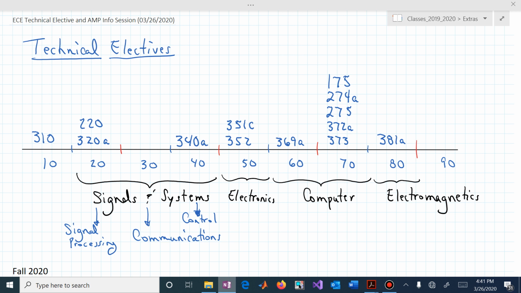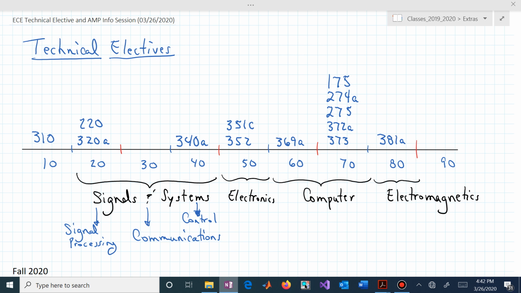But before we get into the AMP, which we will sort of finish up with, let's get started with talking about technical electives in the Electrical and Computer Engineering program. And to get you oriented or thinking about where do you need to look or what should you look for, you might start trying to interpret the code that has been established or attempted in labeling or numbering our courses.